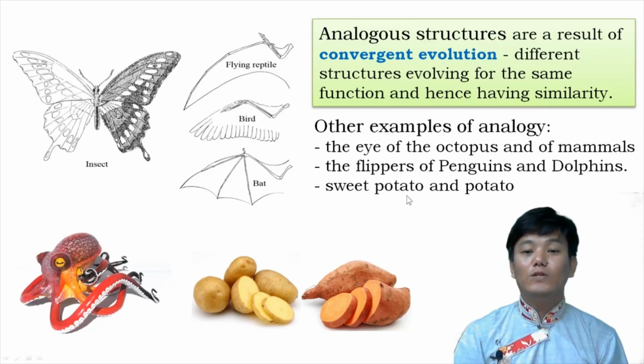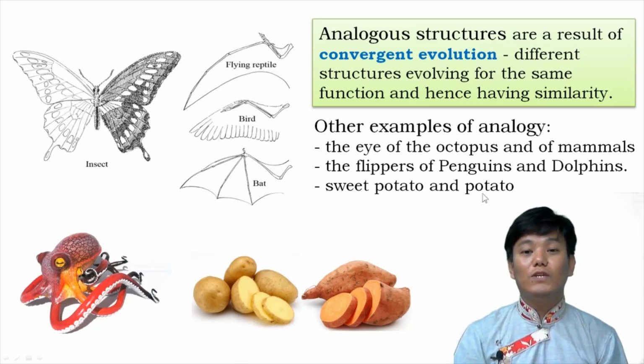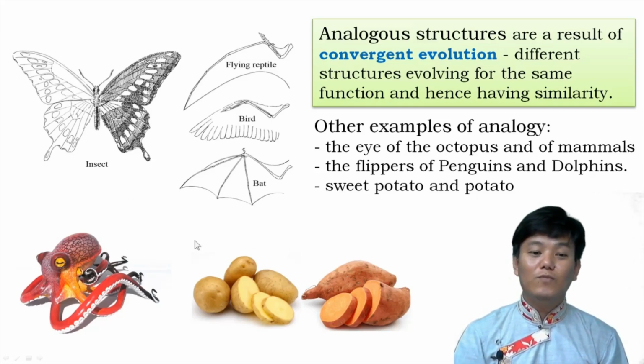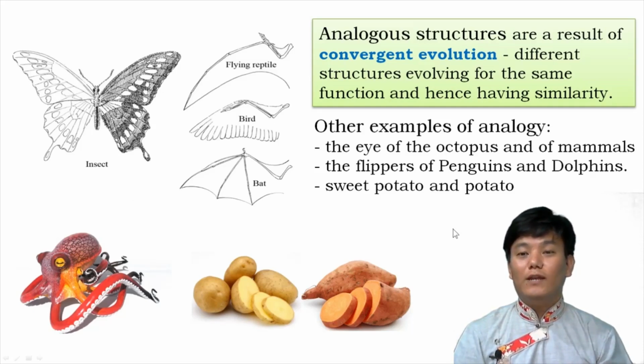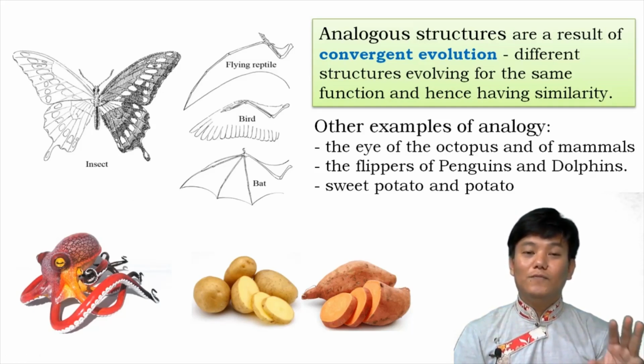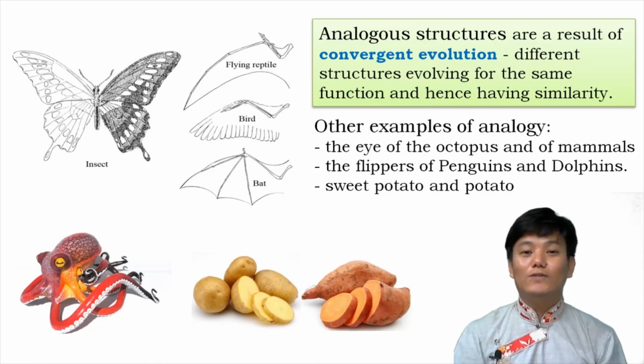And then we have sweet potato and potato. Sweet potato is a modification of roots, whereas potato is a modification of stem, right? They both perform the same function, that is the storage of food materials for the plants. So that is about the analogous structure. So for the third evidence, the morphological and anatomical evidence for evolution, you have to study homologous structures and analogous structures.